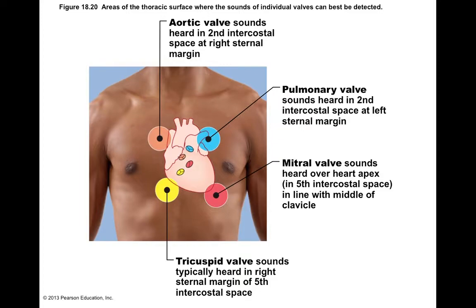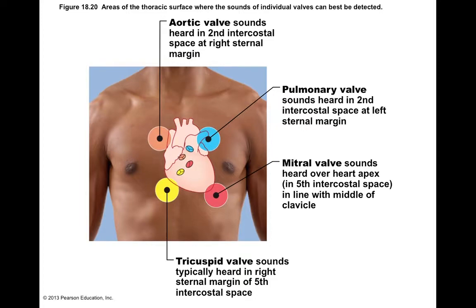Now, at the 2nd intercostal space, what you can hear then are the semilunar valves. Now, on the right side of the 2nd intercostal space, just to the right of the sternum there, what you're going to hear pretty well is the aortic valve. So the aortic semilunar valve is audible in the 2nd intercostal space just to the right of the sternum. And then the pulmonary semilunar valve, you can hear in the 2nd intercostal space just to the left of the sternum, right?